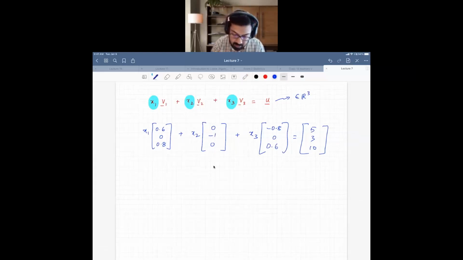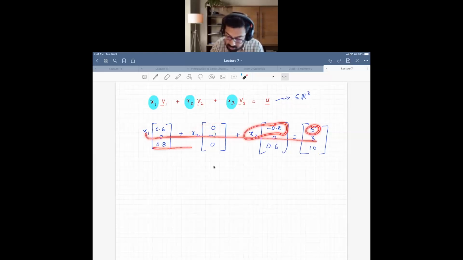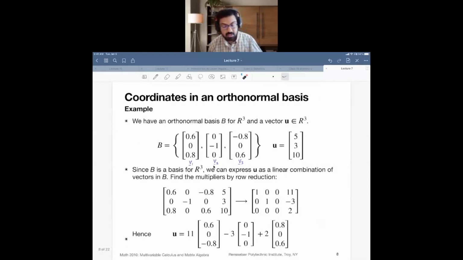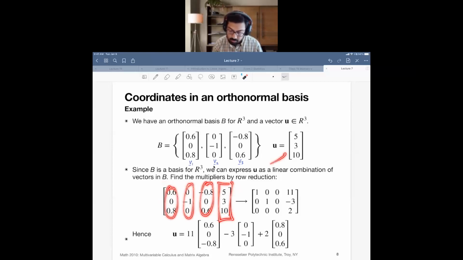So what will you get? You will get something like 0.6x1 plus 0x2 minus 0.8x3 equals 5. And then you'll get your second equation, and you'll get your third equation. You'll get a system of three linear equations with three unknowns, and what you can do is set it up as an augmented matrix and then do row reductions and so on. So that's what we are doing over here, to find how much of x1, x2, x3 we need. So what we have here is that augmented matrix. We've got v1, v2, v3, and then we have also got u from here. And when you do the row reductions, you will get something like this.